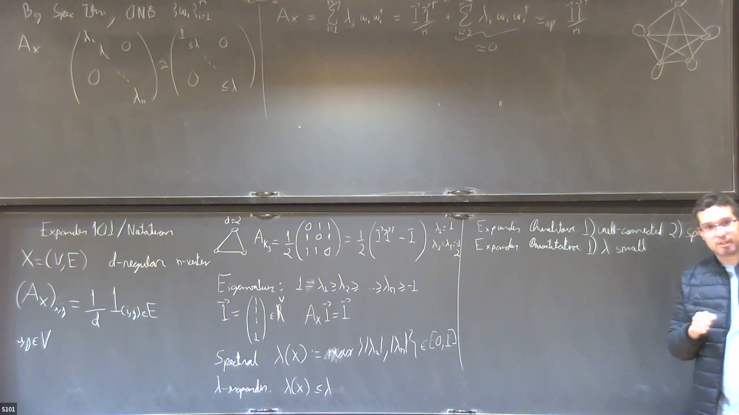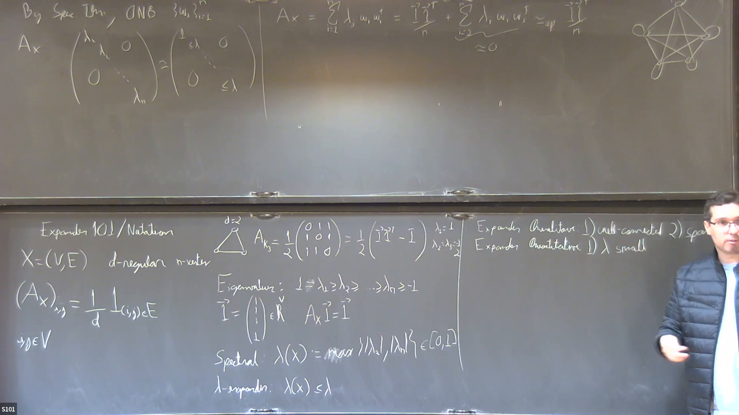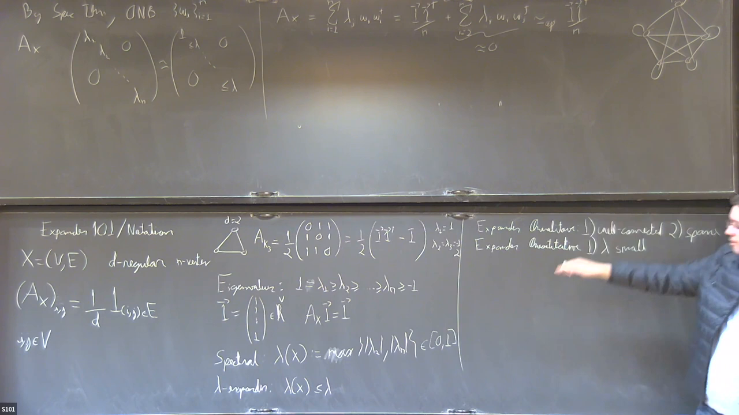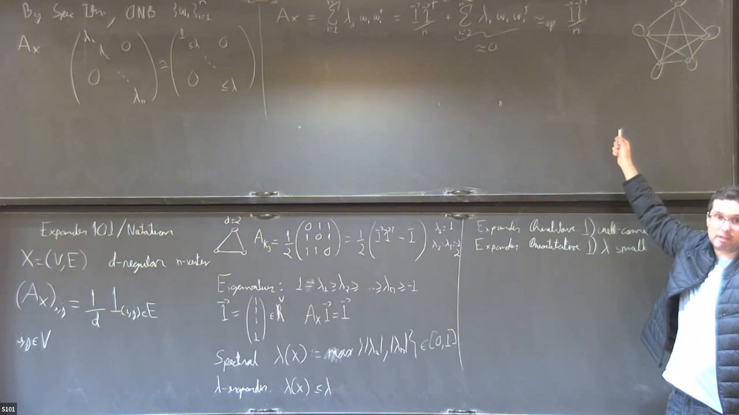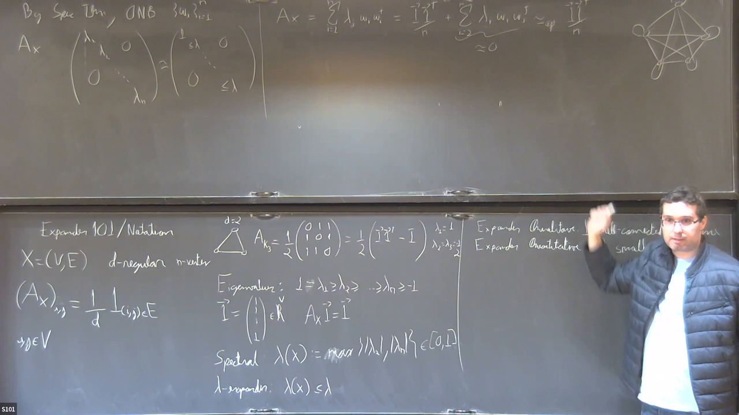And so well connected can mean several things, right? No sparse cuts and so on. So when you go through this spectral sense and this lambda parameter becomes quite small, what you're saying is that the adjacency matrix of your graph, at least in operator norm, is very close to this all ones matrix, the product of all ones divided by n. And this is the adjacency matrix of a complete graph with self loops. It's as connected as possible, but you're doing that with a small degree.